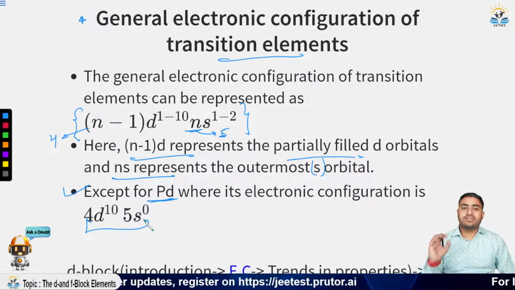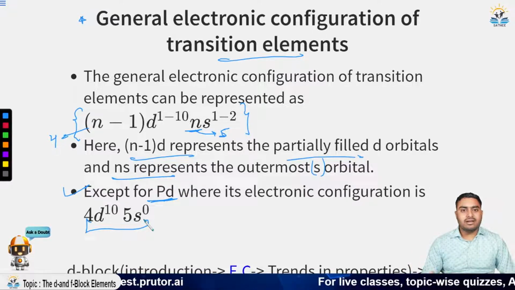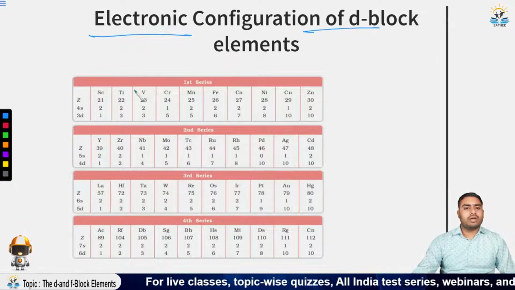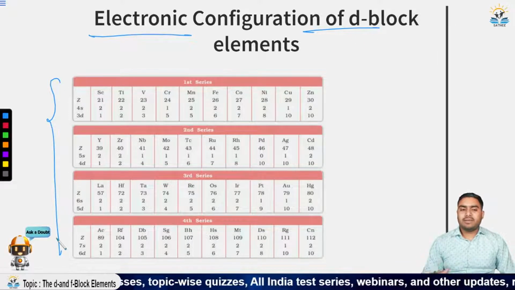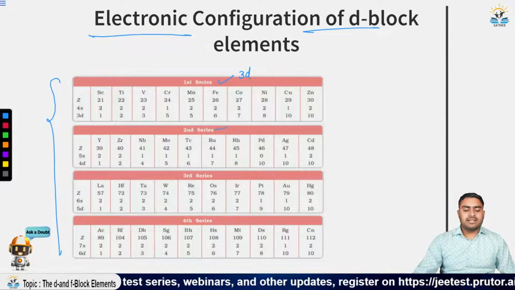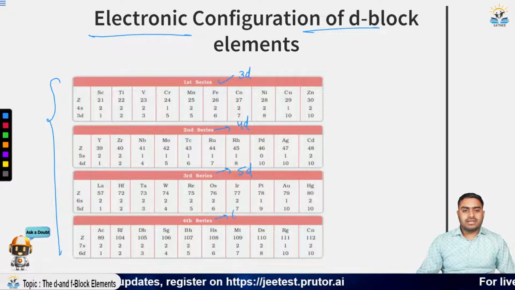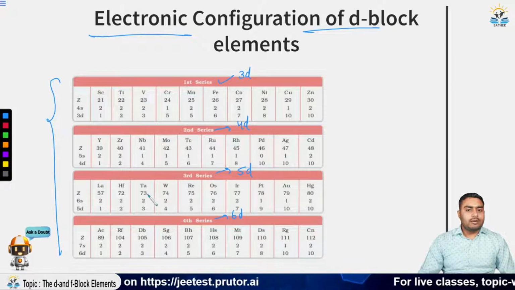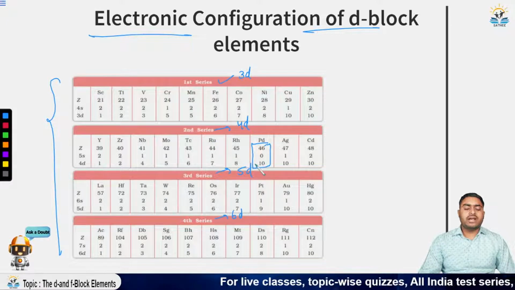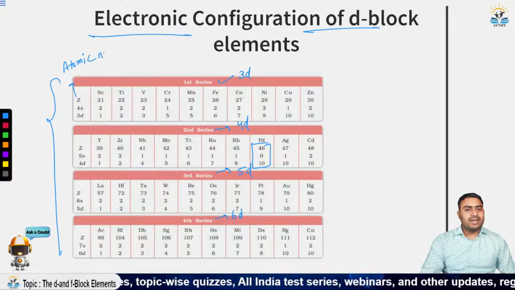Palladium electronic configuration we have to remember, that is 4d10 5s0, according to experimental data. Okay, let's move to some electronic configurations of d block elements. You can see for each and every element, in each series: in the first series that is 3d series, in the second series that is 4d series, in the third series that is 5d series, in the fourth series that is 6d series. Z represents the atomic number here.